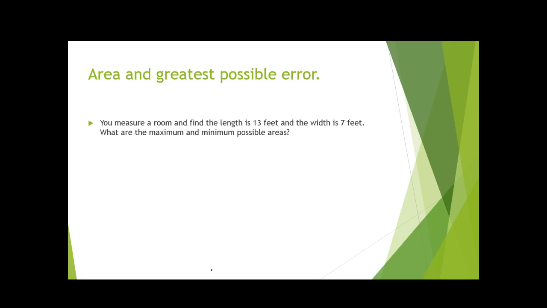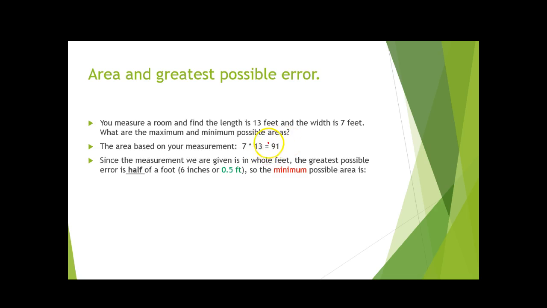There's also the concept of greatest possible error when you're looking at measurement. If you measure a room and find the length is 13 feet and the width is 7 feet, what are the maximum and minimum possible areas? Well, we know that based on our measurement, it's 91 square feet. But since we're only given that the measurement is in whole feet, we have to assume that the greatest possible error is a half of a foot, or 0.5 feet.